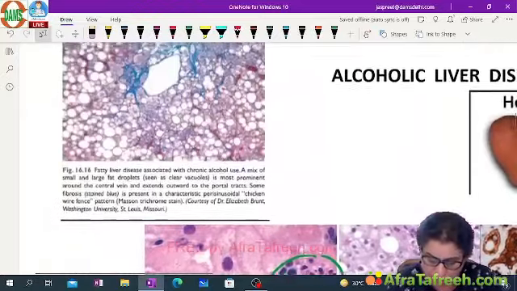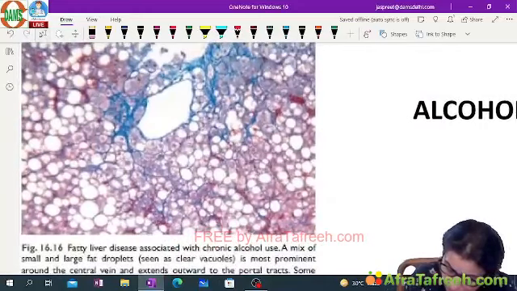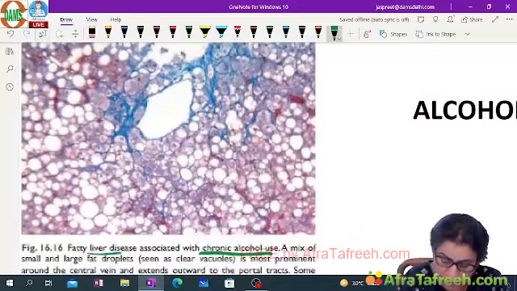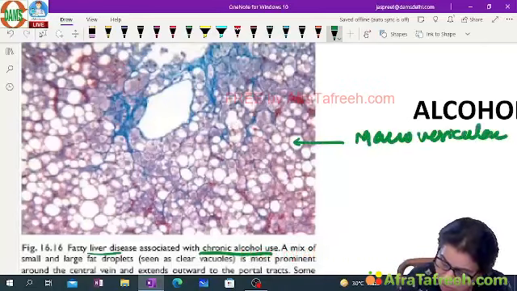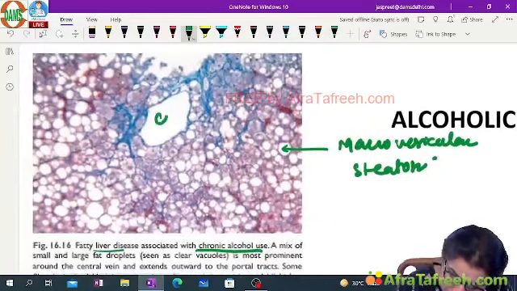Okay, now look at this. This is a slide of fatty liver disease associated with chronic alcohol use. Now you can see this is macrovesicular steatosis, and one microvesicular steatosis. Okay, second important point to be noted: now this is the central vein.